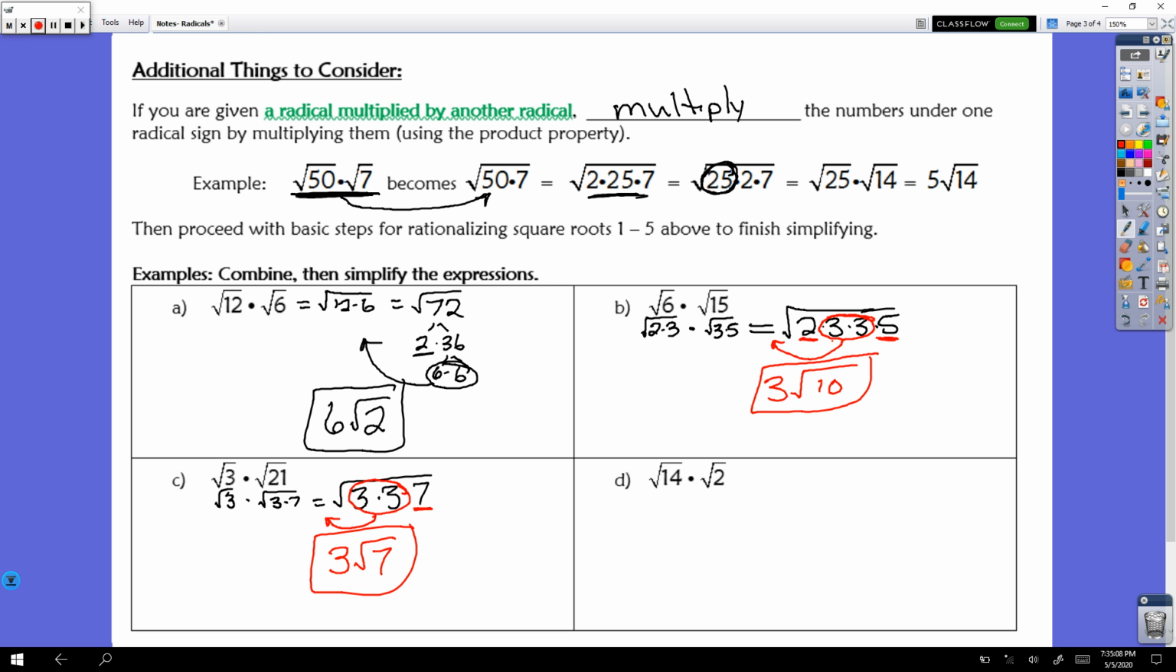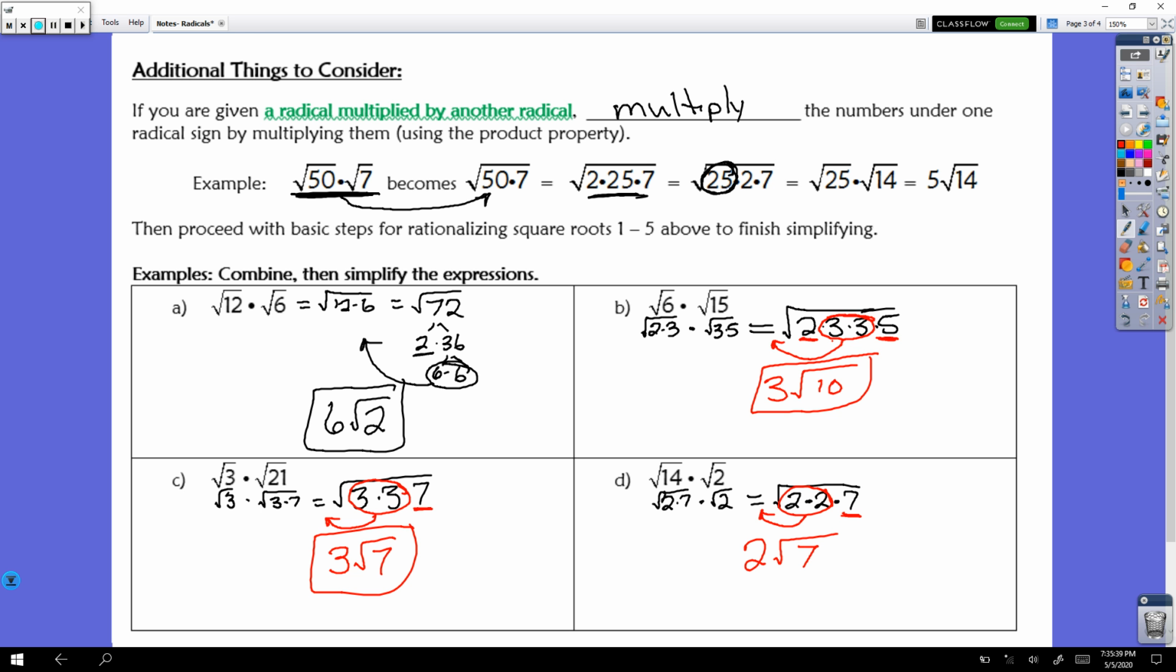Now, 14 is going to become the square root of 2 times 7. The square root of 2 we can't break down. Putting it all together, we would have the square root of 2 times the square root of 2, or 2 times 2 times 7, all under one square root. Circle your pairs, underline your leftovers. Pairs go out, and the leftovers stay in.